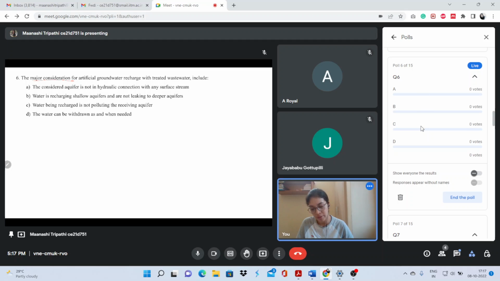The options are there. The considered aquifer is not in connection with the surface stream. Here we are talking about the connection. Water is recharging shallow aquifers and not leaking to deeper aquifers. Water-based recharge is not polluting the receiving aquifer. The water can be withdrawn as and when needed. What can be the answer?